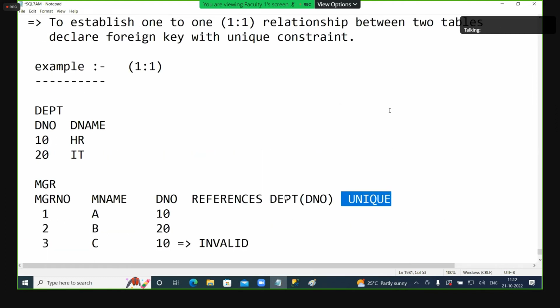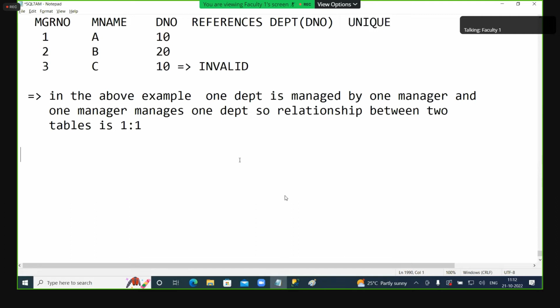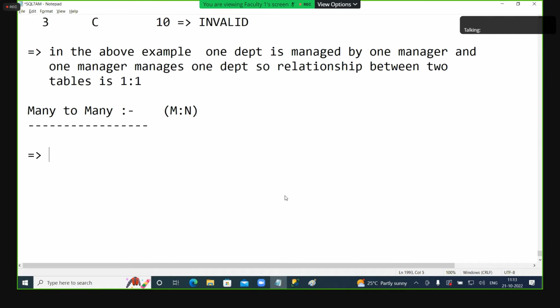What you don't know is many to many. That we will see later, when we discuss composite primary key. Many to many means many to many, M to N.